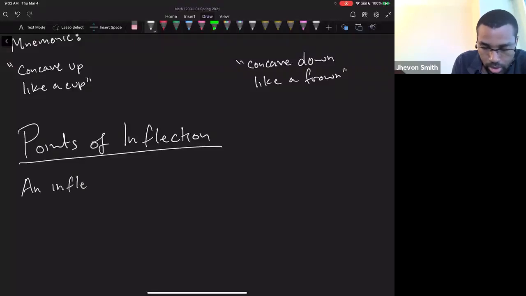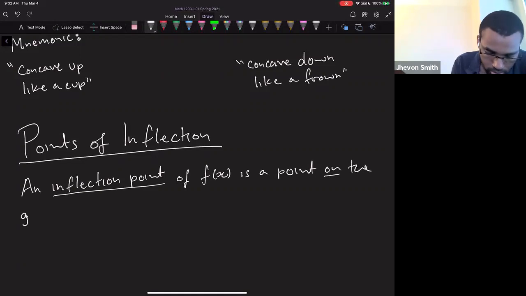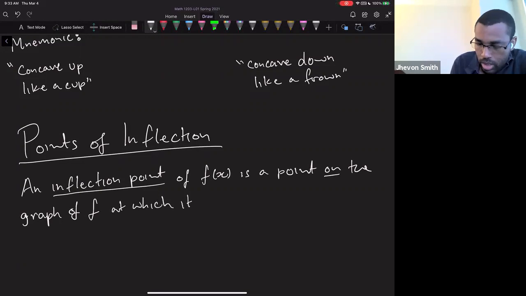An inflection point of f is a point on the graph of f at which it changes concavity.